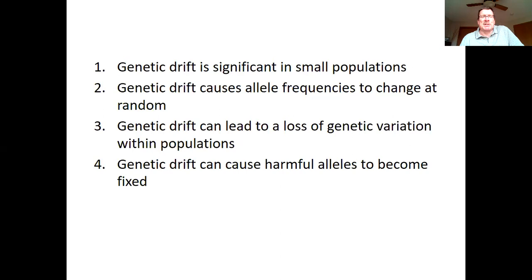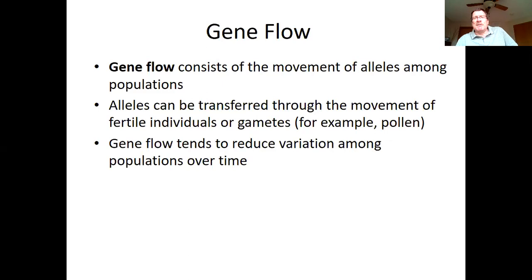Okay, so let's talk about genetic drift, really four postulates. It is significant in small populations. Allele frequencies change at random. It can lead to a loss of variation within populations, often does, because you lose alleles. And then harmful alleles can become fixed in that population if that was the allele that benefited from the change. And so then you see a loss of viability in the organism. Okay. So what's gene flow? Gene flow is just introducing new genes into a population.